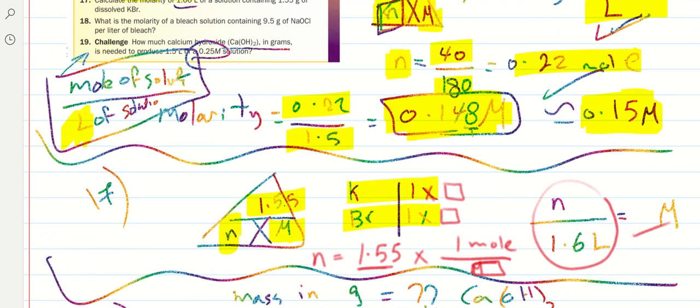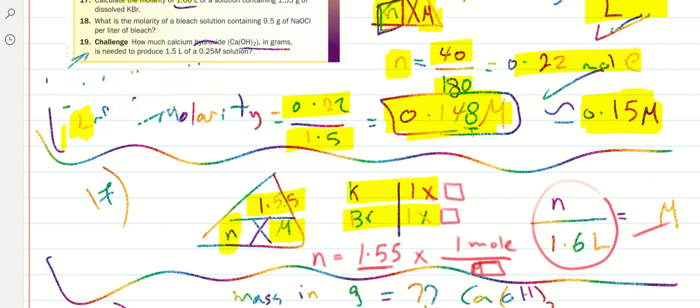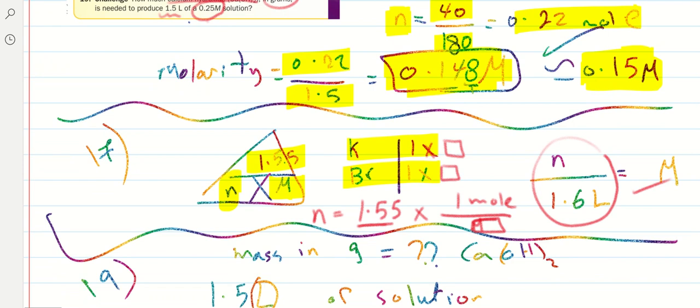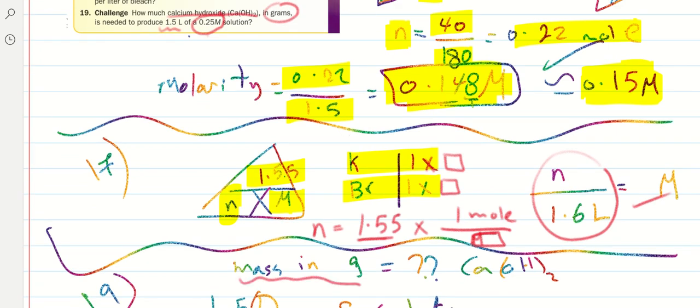All the questions have the same idea except 19 has a little bit of a trick. So let me go to question 19. Question 19 says how much calcium hydroxide, in gram, is needed to produce 1.5 liter of 0.25 molar solution. So the required is the mass in gram.